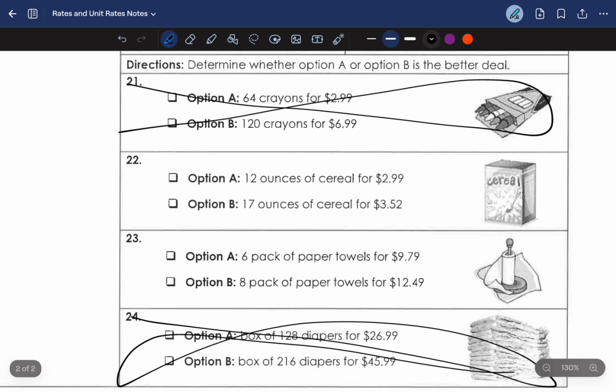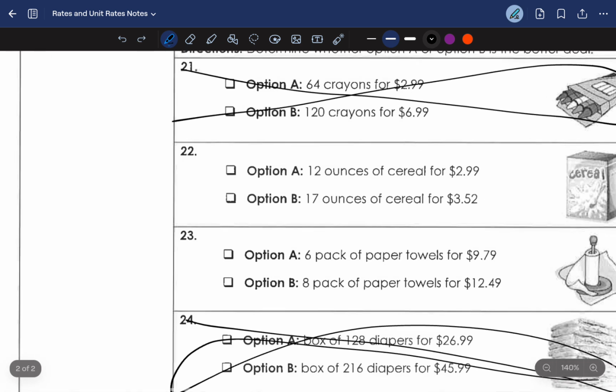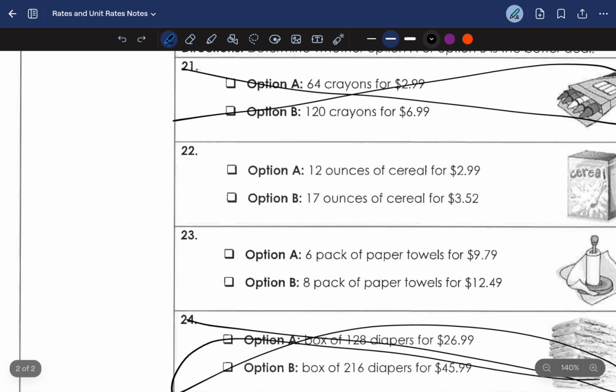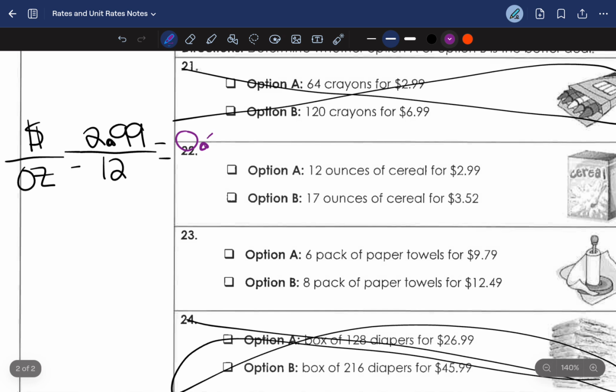So I'm just going to use this space off to the side here because we got some space. So I'm going to write for the first one, I'm going to put price over ounce. The abbreviation for ounces is OZ if you forgot. And then I'm going to put equals 2.99 over 12. So you would divide that, and in this case, you would get, I'm going to use a different color, 0.25 over 1. So that's 25 cents per ounce.